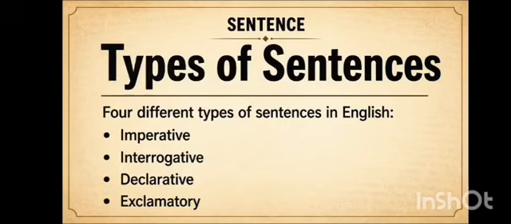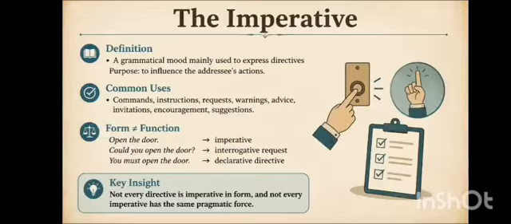In English, there are 4 main types of sentences. Okay, they are imperative, interrogative, declarative, and exclamatory. Okay, let's dive into each one and understand what they are and how we use them. So the first one is the imperative.